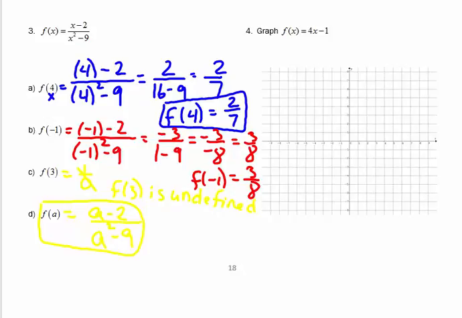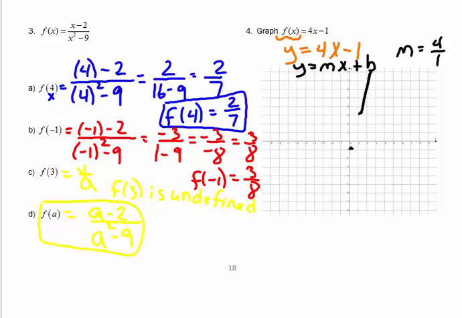So, if we really truly understand function notation, we know that f of x just represents y, and y is 4x minus 1. This is in the form of y equals mx plus b. So I can graph y equaling mx plus b by starting at negative 1 on the y-axis. My slope is 4, which tells me to go up 4 and over 1. So from the intercept, I'll go up 4 over 1, up 4 over 1. And there is the graph of f of x equaling 4x minus 1.